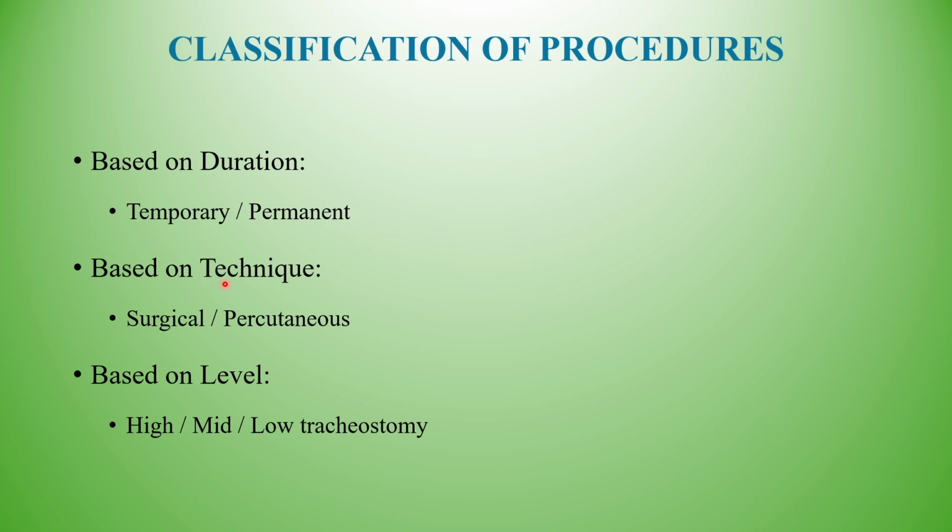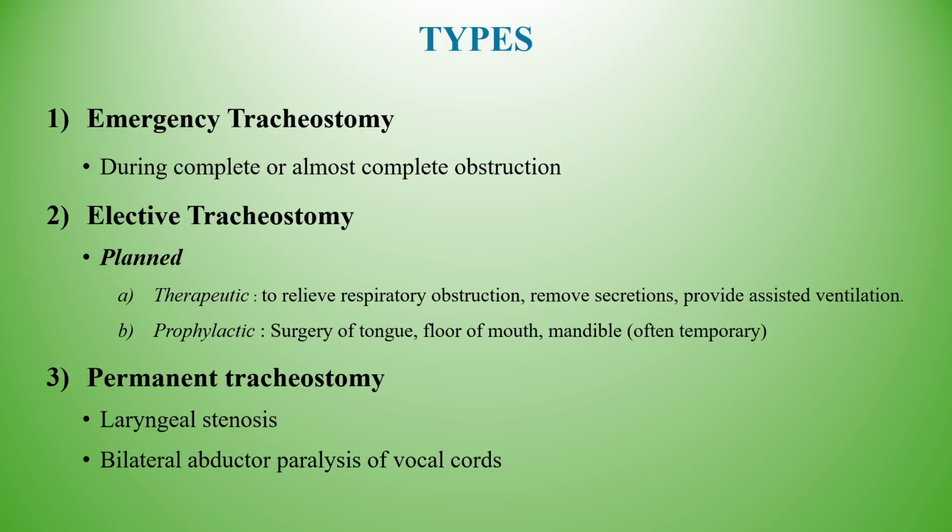Then based on the technique, it can be surgical with full procedure or percutaneous, and based on the level, it may be high, mid, or low tracheostomy. So types of tracheostomy: the emergency tracheostomy. When there is complete or almost complete obstruction, one has to carry out emergency tracheostomy. Again, remember that the most common and easiest way to restore the airway is endotracheal intubation. So only in those patients in which endotracheal intubation is not possible, emergency tracheostomy is carried out.